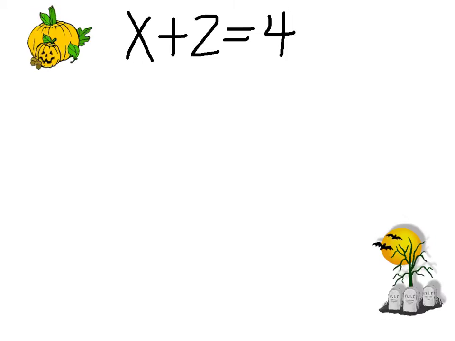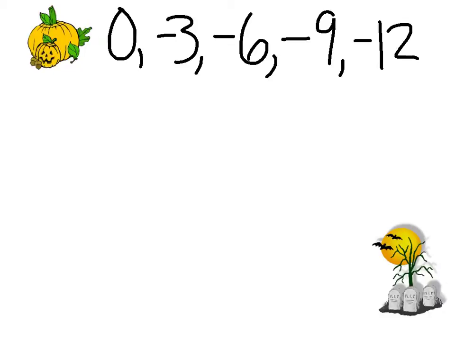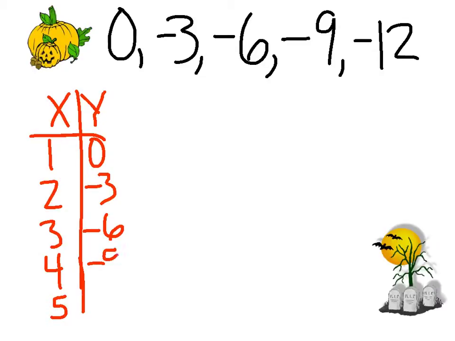Alright, go ahead and try a bonus problem while the rest of the class is finishing up. Alright, go ahead and do practice problem number 2. Our values are going to be 1 and 0, 2 and negative 3, 3 and negative 6, 4 and negative 9, and 5 and negative 12.